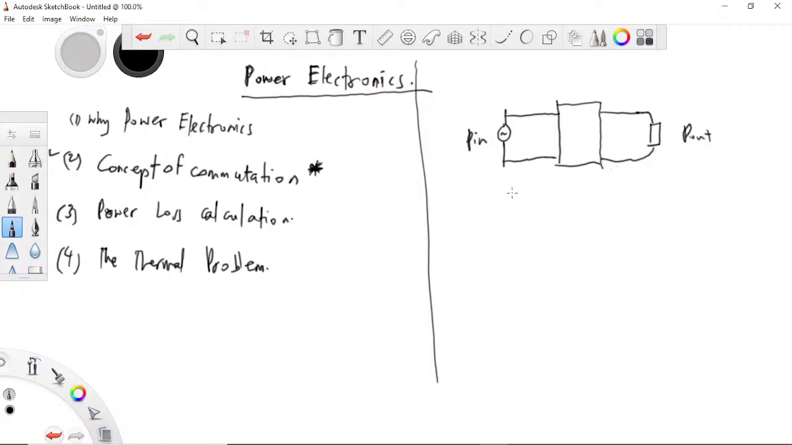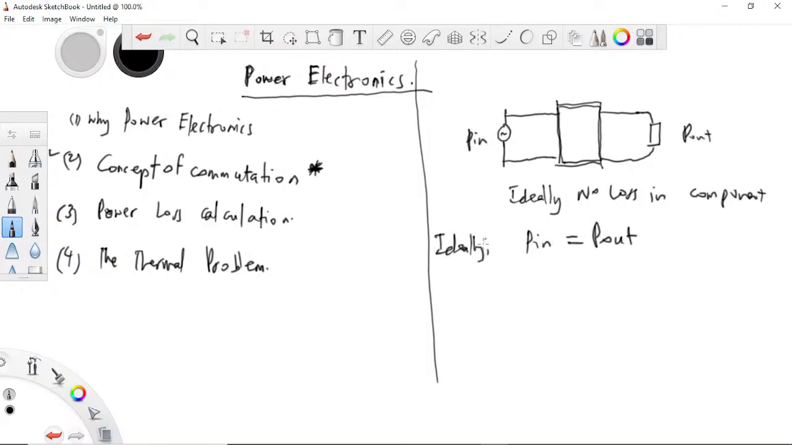with ideally no loss in components. So we want to put a component here that would ensure that P in is equal to P out, ideally. Please follow, we are building up.